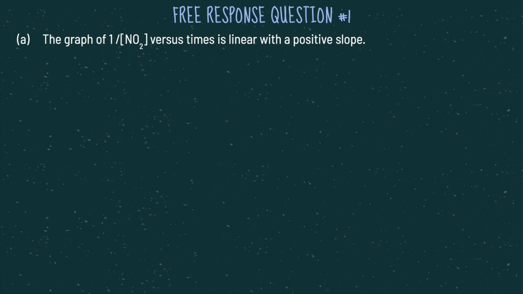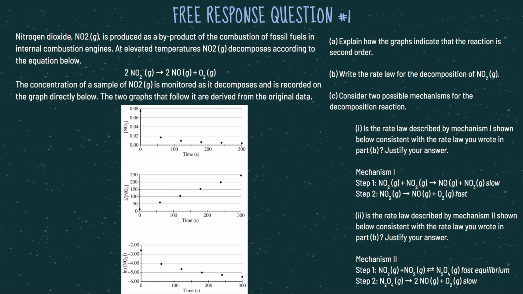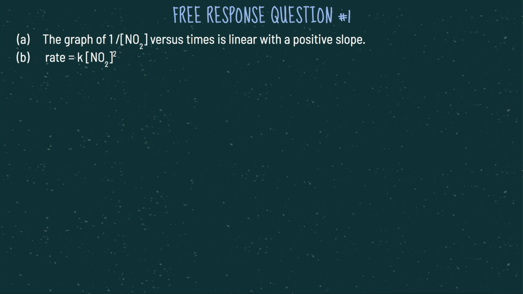We can identify that this reaction is a second order reaction because the graph of the inverse concentration of nitrogen dioxide is linear with a positive slope. For part B, we have to write the rate law. Because this is a second order reaction and there is one reactant, the rate law is expressed as rate equals K times the concentration of nitrogen dioxide squared.